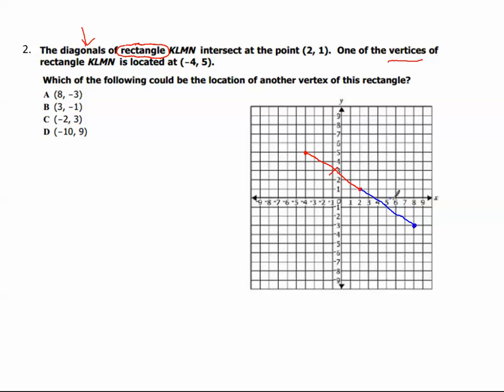Let's see if that's the one that they give us. 8, -3. Oh, hey, there we go. Let's pretend for a second that this wasn't the answer, though. We would have to try and find the other 2 corners, right? Well, you can do that by just going straight over.